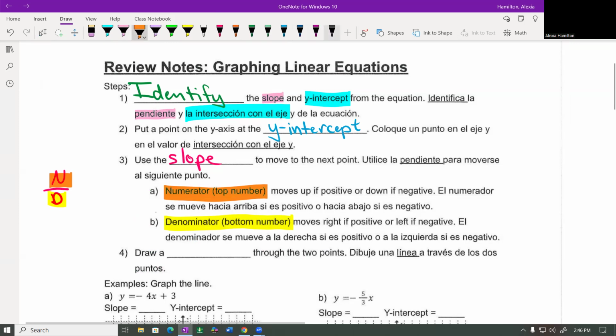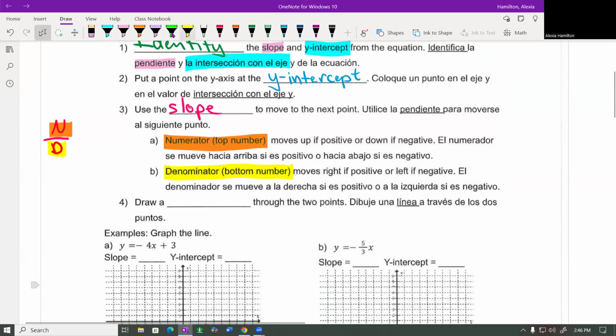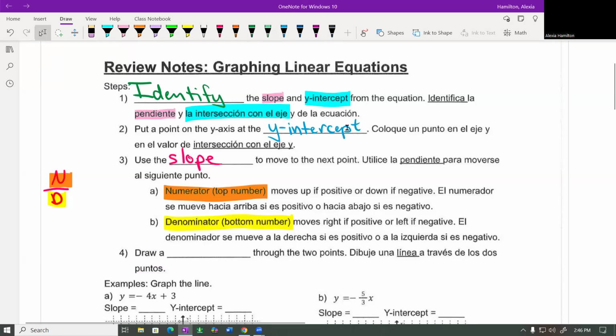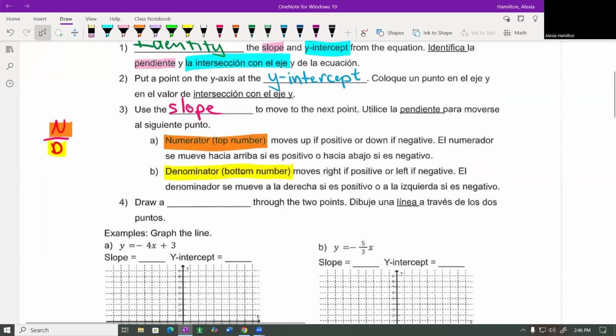So again, if it's a number without a fraction, we're going to make it a fraction by putting it over a 1. And we're going to use a positive 1. That's how we make any number into a fraction. And then once we have our 2 points, a point at our y-intercept and a point that we got from using our slope, we're going to draw a straight line, because it's a linear equation, through those 2 points.